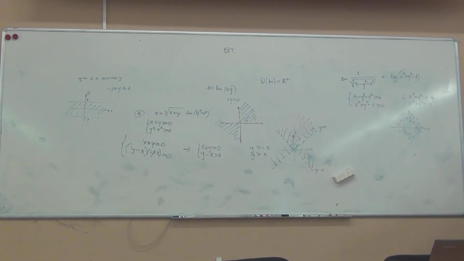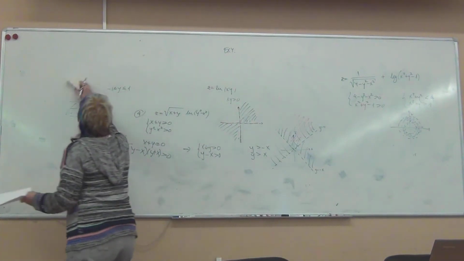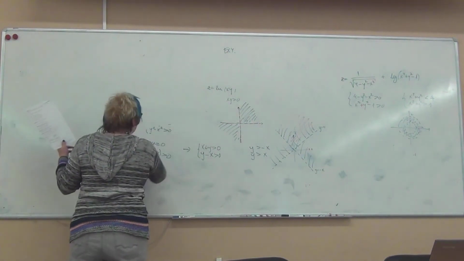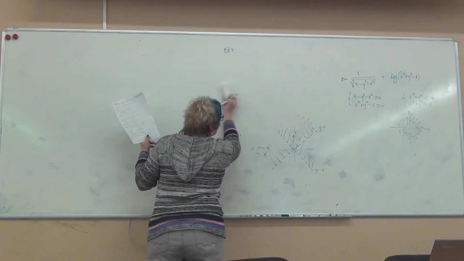Number 6, I like that one. Now 5, 6. Exercise 5, number 6. Some people are becoming impatient. Okay. No problem.